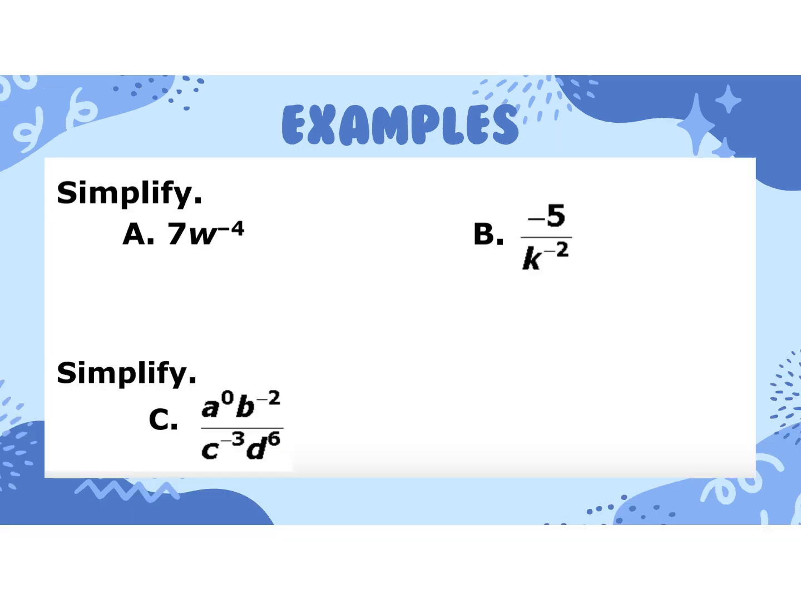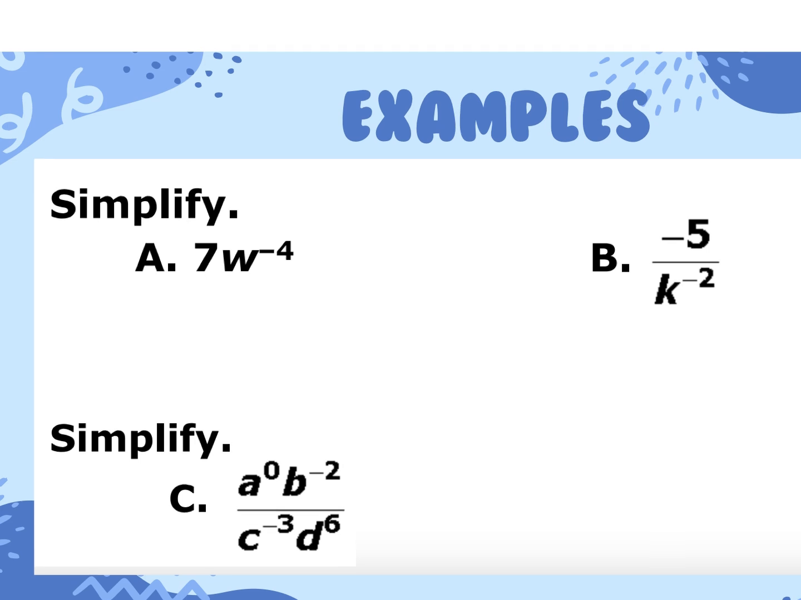All right, so let's simplify some examples. For A, I have 7w to the negative 4. One thing to know is, is this negative 4 going to the w, or is it going to 7w, the whole thing? Think about that. This one is actually going to be just over the w. I know a lot of you see the 7 in front of it. It's actually just going to the w because we don't see it grouped in parentheses. Unless you see parentheses, it's only going to be over whatever variable you see right next to it.